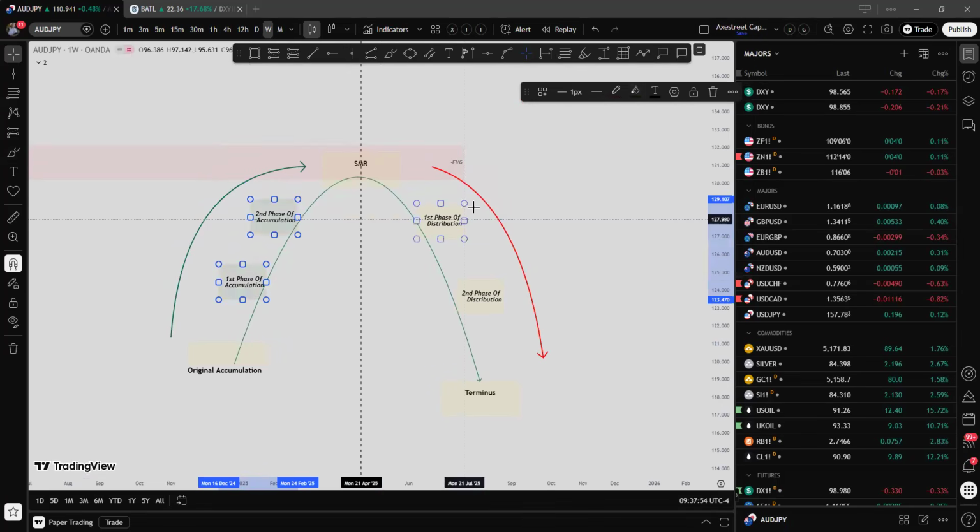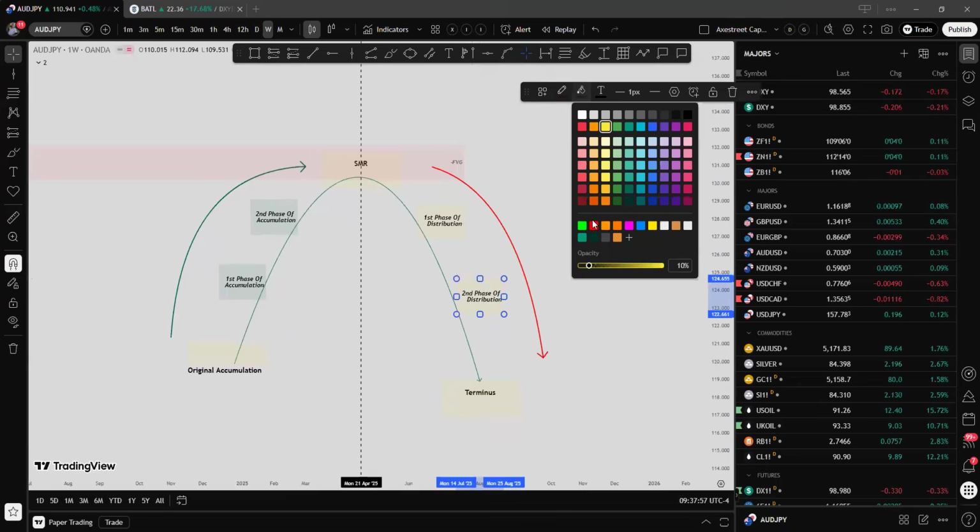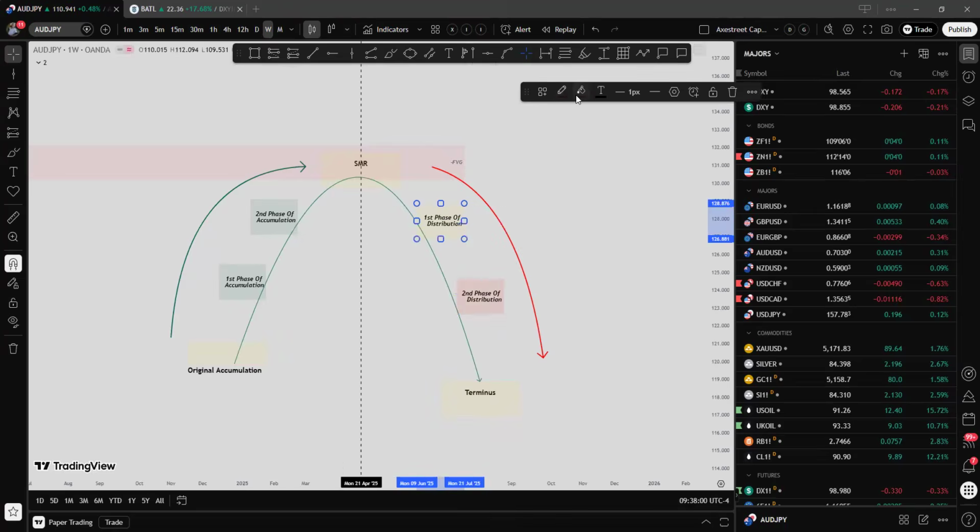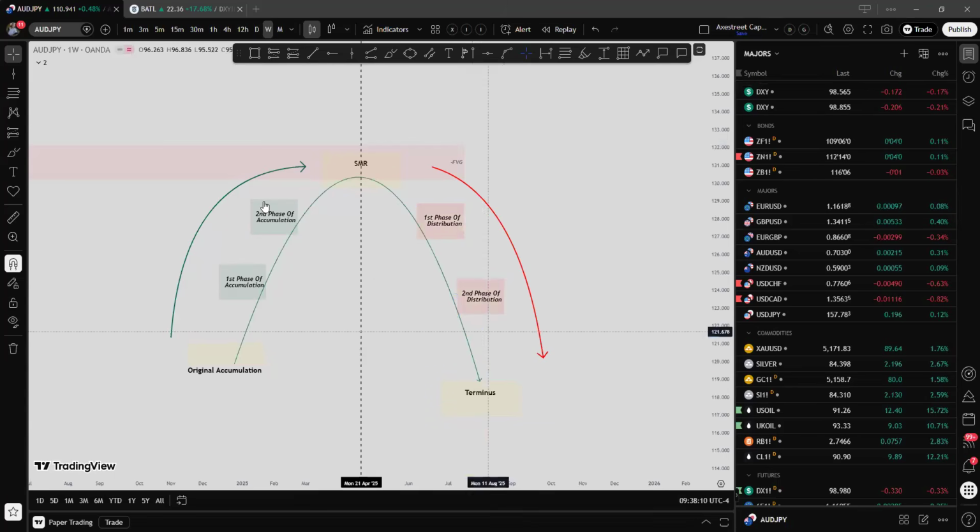Let's make this green. And then the first and the second phase of distribution, right? Now, we have to understand, guys, that there could also be a third phase of distribution and a fourth phase. Nothing says that there should only be one and two phases of an accumulation. There can be multiple phases of an accumulation, up to an infinite number, right?